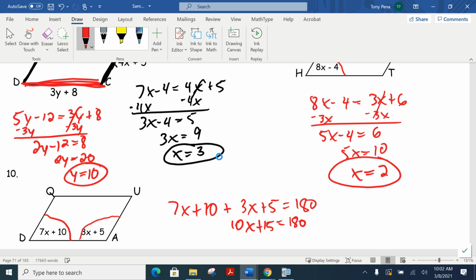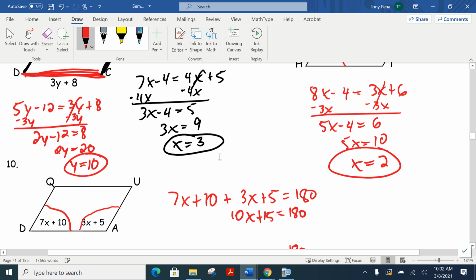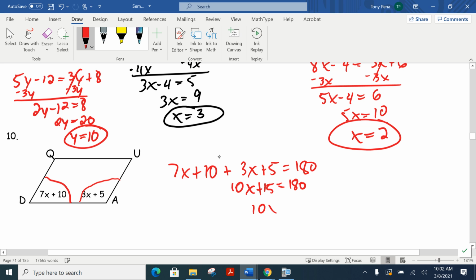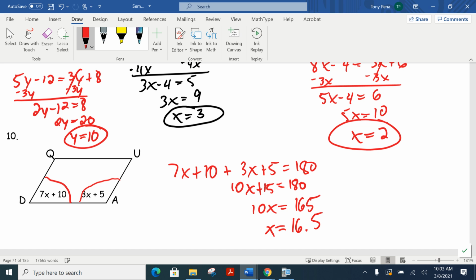Okay, so hopefully we did that. If you did, hopefully you're on your way to solving this. So we get what, 10x? Uh-oh. This is everybody's worst nightmare, right? You're going to get a decimal for an answer. Then everybody's like, oh no, this can't be right. It's a decimal. But you should get 16.5. If you got that, then you did it correctly.